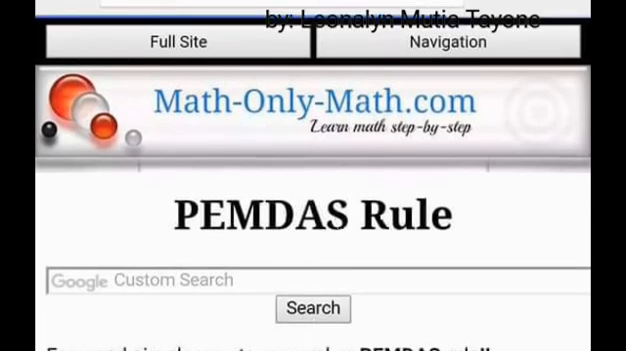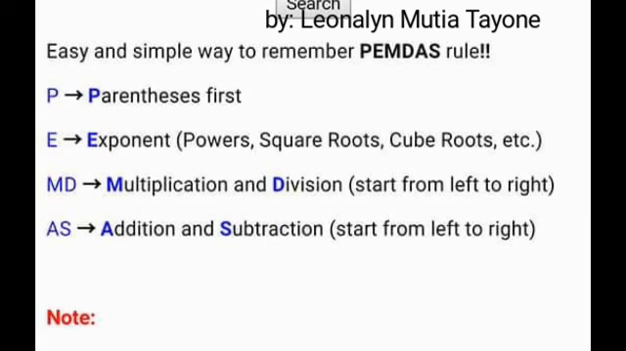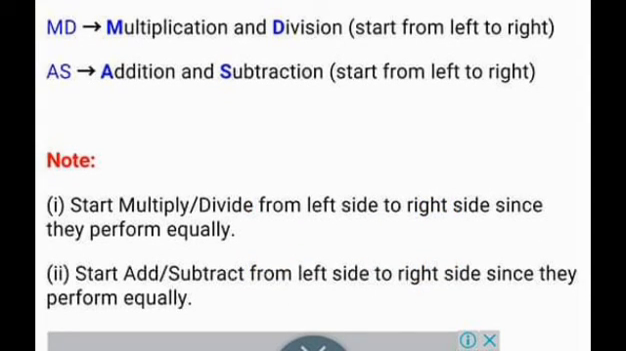Mali yun. I-review muna natin yung mga references natin about nito kung paano ito sagutan ng tama. Dito tayo sa matholymath.com about PEMDAS Rule. Easy and simple way to remember PEMDAS Rule. P for parenthesis first, E for exponent, powers, square roots, cube roots, etc. MD, multiplication and division, start from left to right. Then AS, addition and subtraction, start from left to right. Let's read the note. Start, multiply or divide from left side to right side since they perform equally. Second, start addition or subtraction from left side to right side since they perform equally.